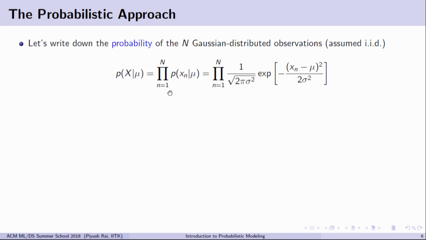So this thing, as you can see, there is a product over all the n observations. So P of xn given mu. Each of these terms is the probability of one data point xn given the parameter mu. And we have a product because these are independent observations, so we can just multiply the probabilities.